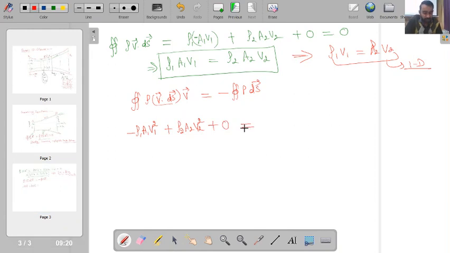Now let's come to pressure. I have a minus sign outside, and then I have the integral of P ds. Pressure is a scalar quantity. Say at face 1 pressure is P1. Then ds, the area vector, is pointing in the negative direction, so I will write here minus A1, plus P2 into A2.